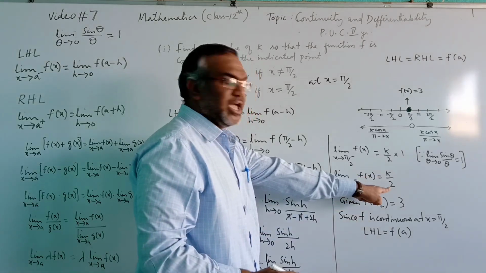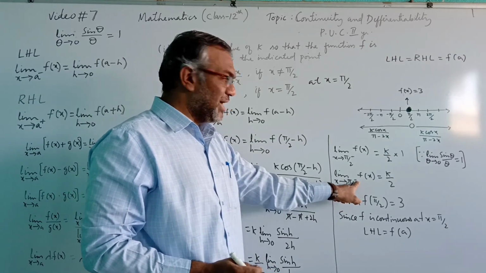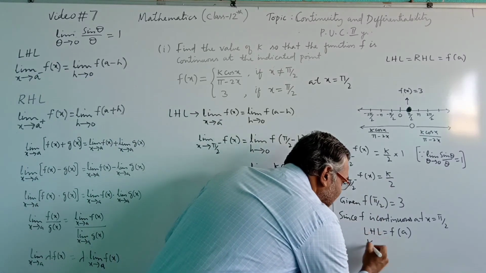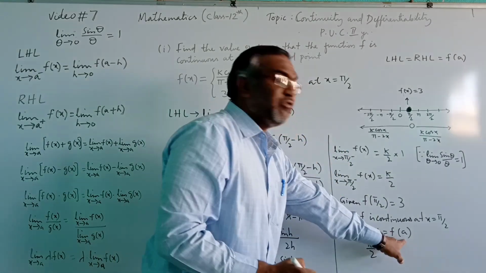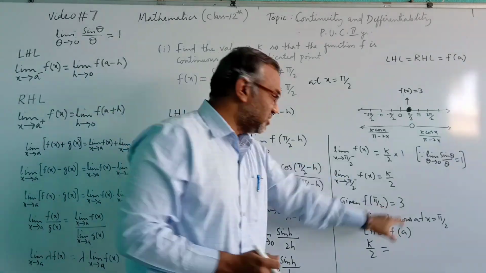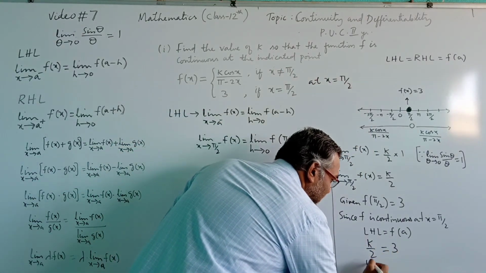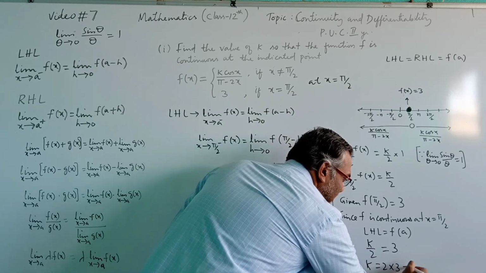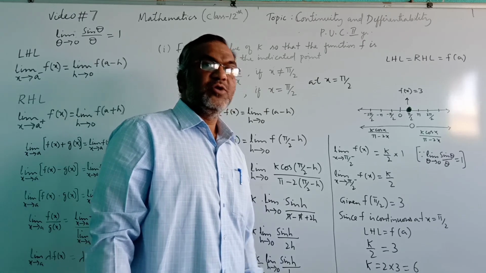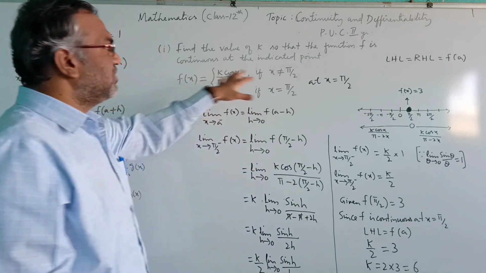LHL we have already found, that came k by 2. LHL is limit x tends to pi by 2 from left, minus sign means from left, of f of x is k by 2. So LHL k by 2 is equal to f of pi by 2, which is already 3. So k by 2 is equal to 3. Now take this 2 here, so that becomes k is equal to 2 into 3, that is equal to 6. We got the value of k, that is equal to 6. This is how we solved the given problem.